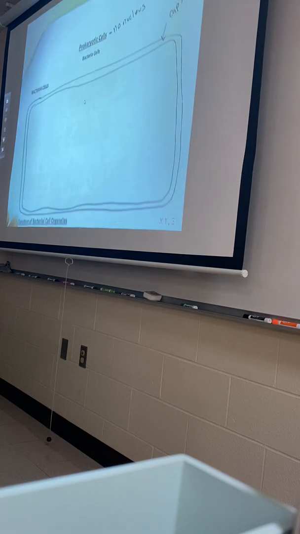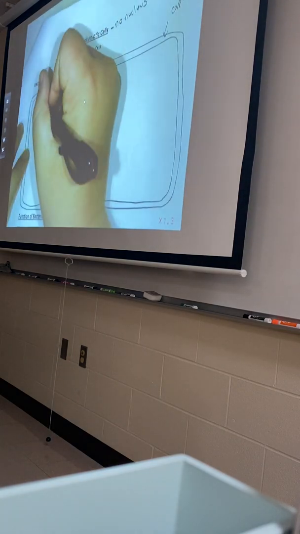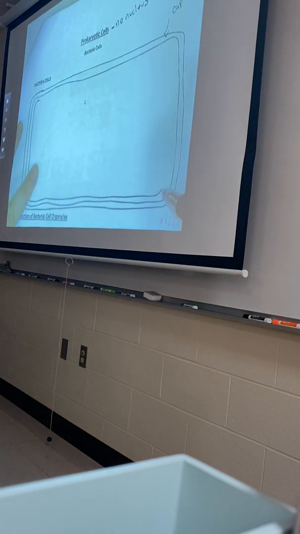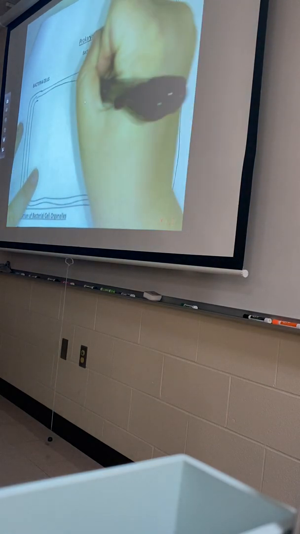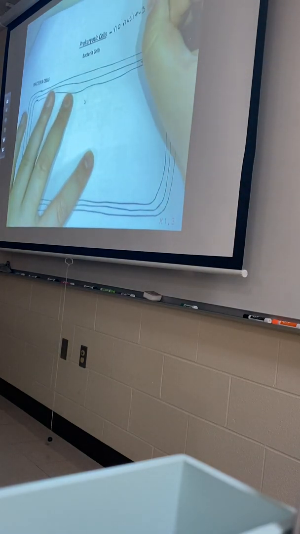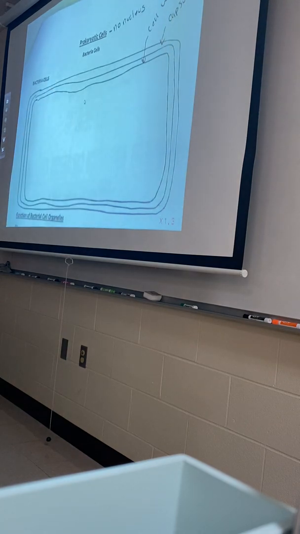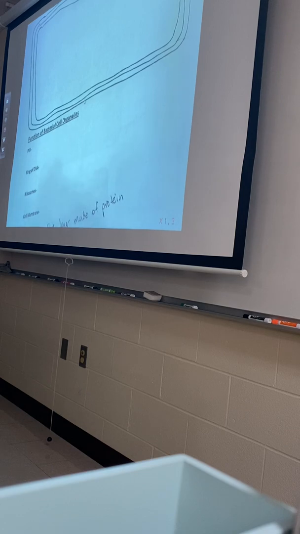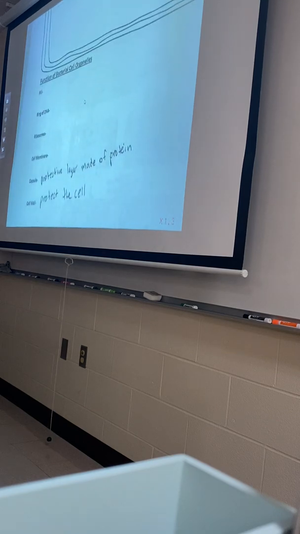Alright. So then we have our second protective layer. That is called the cell wall, like we just talked about in the plant cell. The cell wall, its function is to protect the cell.